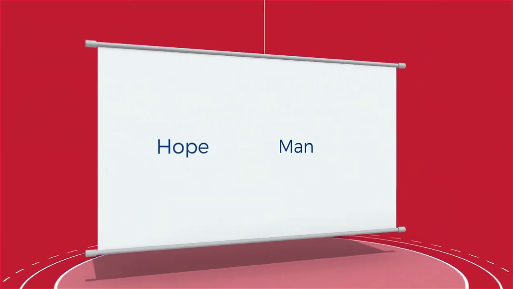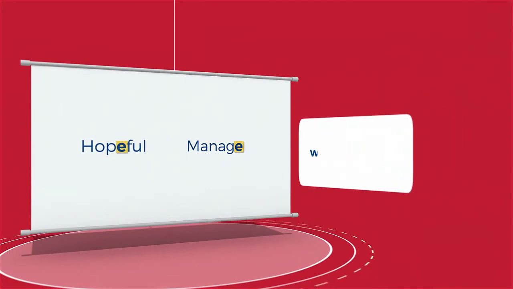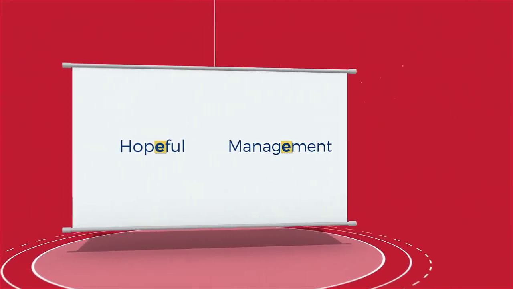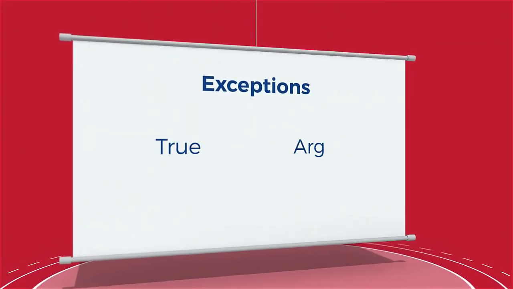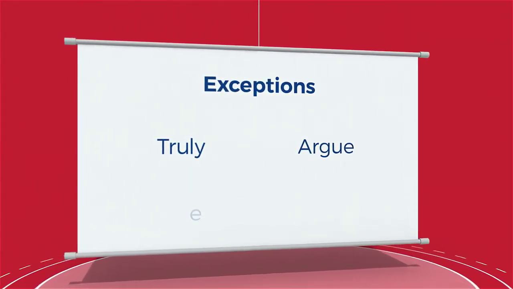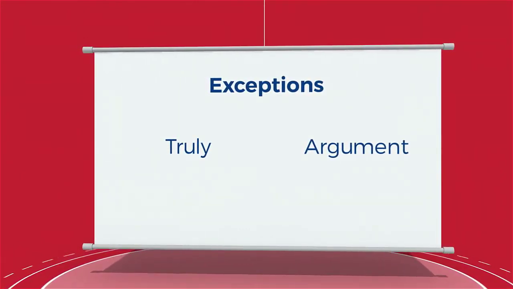When the suffix begins with a consonant, you generally keep the silent E. So hope becomes hopeful and manage becomes management without losing the silent E. But as usual, there are exceptions. True drops the silent E to become truly, and argue drops the final E to become argument.